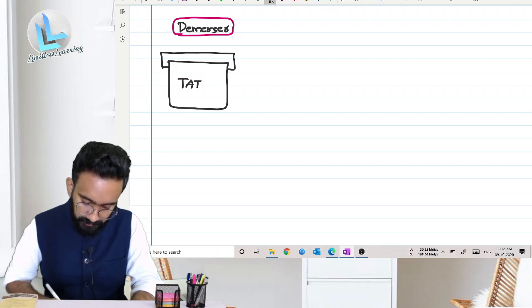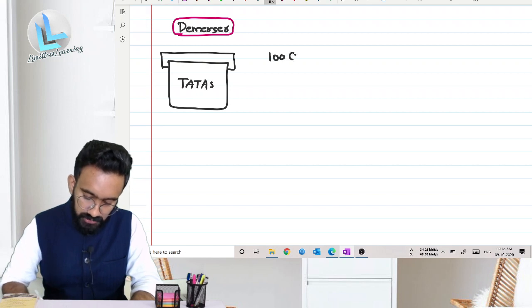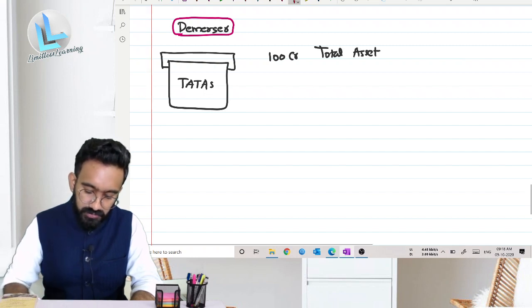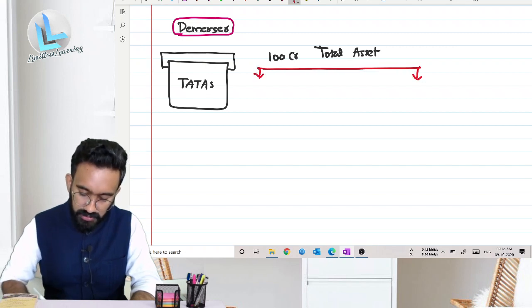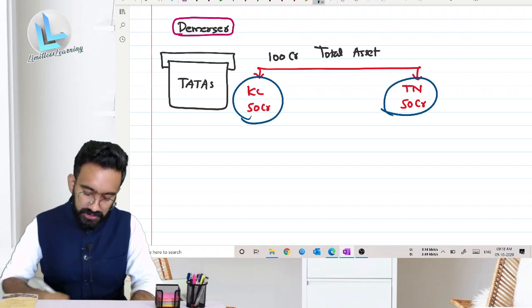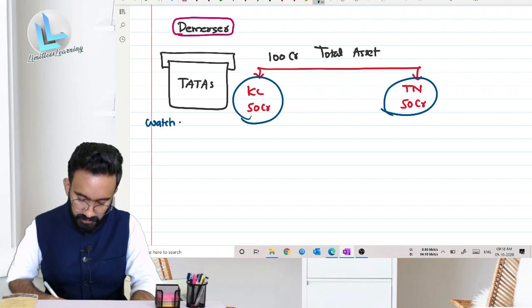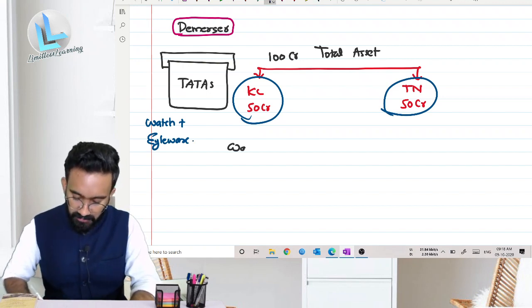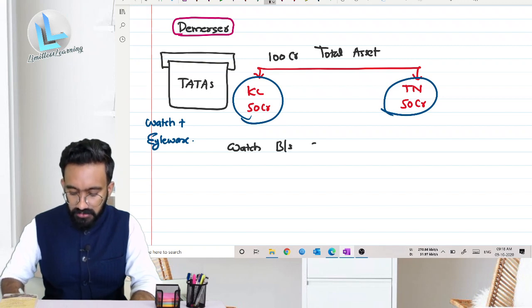The Tatas. Suppose this is some different Tatas. Okay, 100 crore is their total all India asset, which is there in 2 states, Kerala and Tamil Nadu. 50 crores, 50 crores. Now they have 2 set of business. One is watch business, another one is eyewear business, glasses, spectacles. They decided they will sell off the watch business. Watch business is demerged.